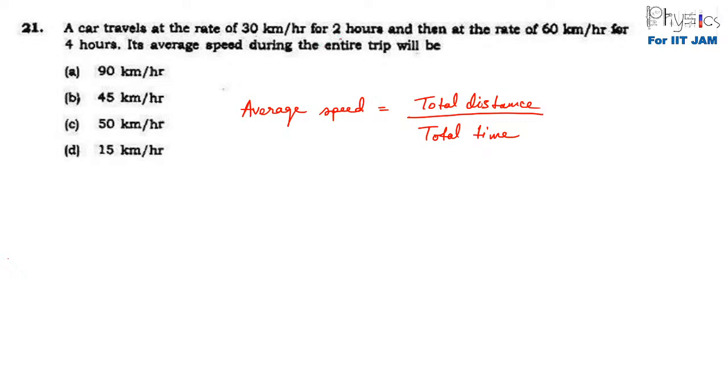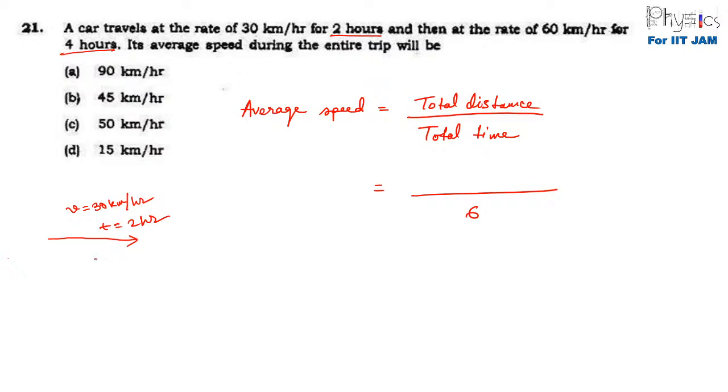Here total time is simply 2 plus 4, that is 6 hours, right? 6 hours. But we don't have total distance. So let's calculate the total distance. How to calculate? First, the car travels at the rate 30 km per hour, right? 30 km per hour. That means the velocity, the V is 30 kmph, right? And T is 2 hours.